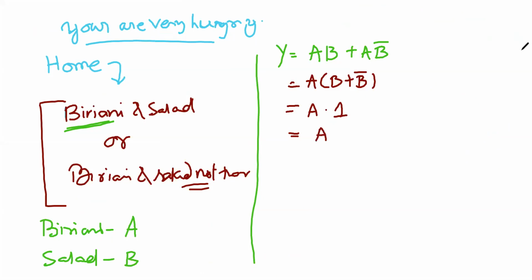So you asked your mother either give me biryani and salad, or give me biryani if salad is not there also. So your mother offers you only what? Biryani. Right, so the answer is A. Any real-time thing you can give a logical expression for understanding purposes, and you can see what we conclude out of this.